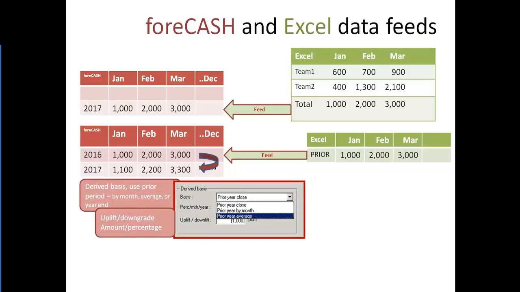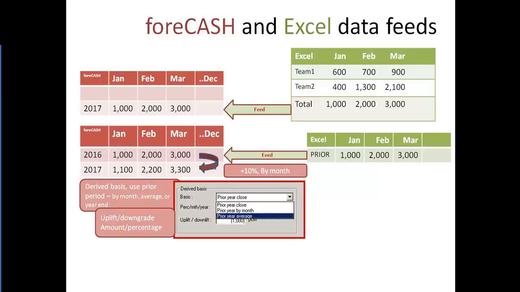foreCASH offers a number of options for the derivation. Could be based on the final month of the prior year, the average of the prior year, or, as here, the specific monthly figures. A percentage or amount can then be applied to uplift or downgrade the figures. Here I've chosen a 10% uplift, so each month in turn is 10% higher than the previous year.